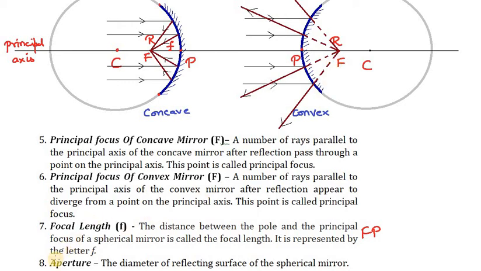The last definition is that of aperture. The diameter of reflecting surface of a spherical mirror. If a reflecting surface, as I told you, it starts from here to here. Appo, idanudaiya effective diameter. So, in the point M, N eduthu, idu N eduthonna, then the length MN is nothing but the aperture. Over here, this point and this point. The length becomes the effective diameter of this particular mirror.